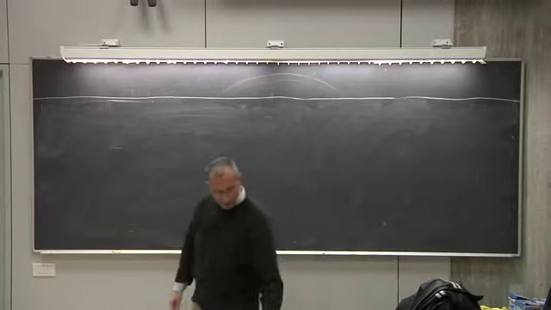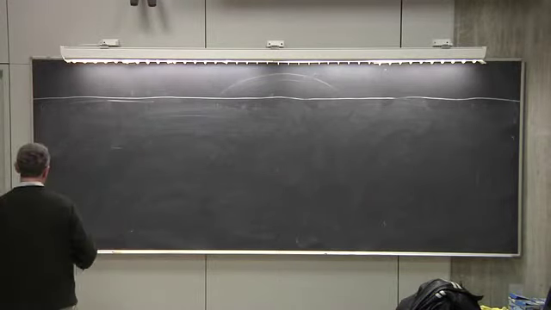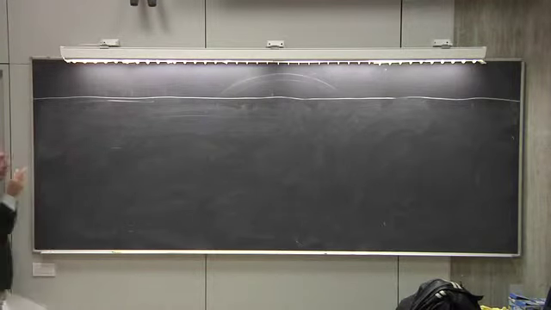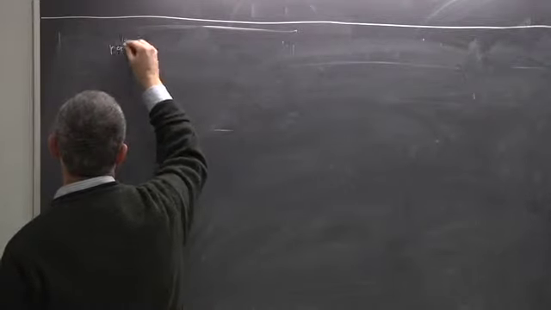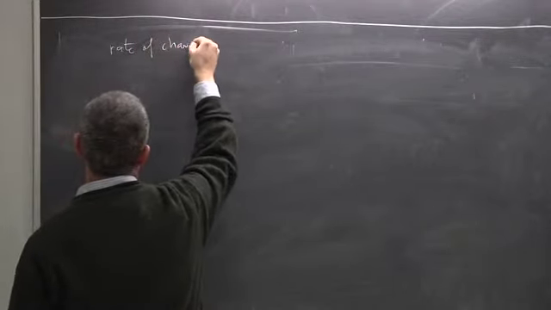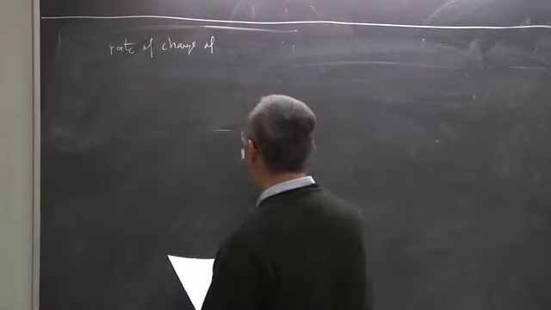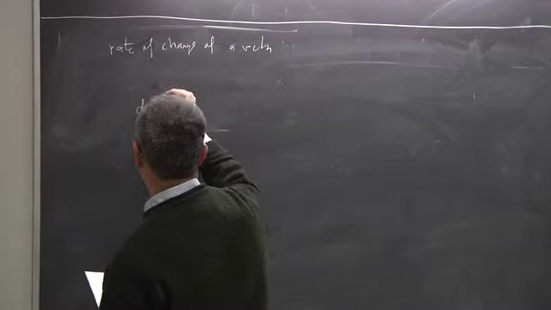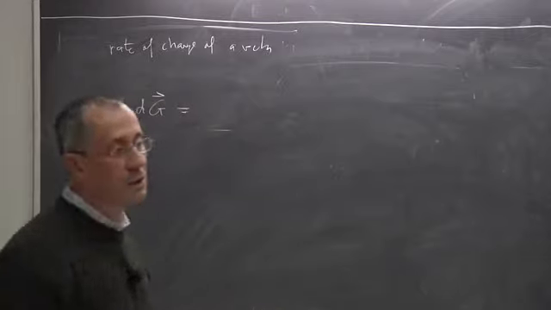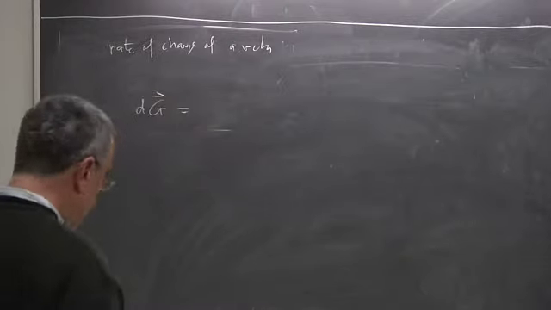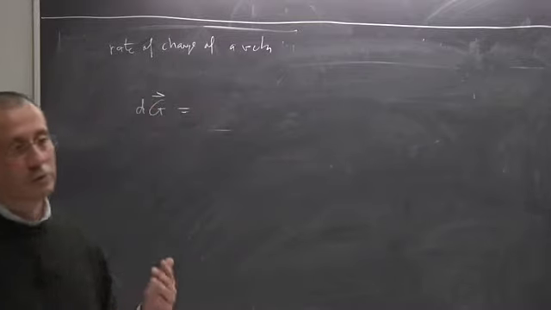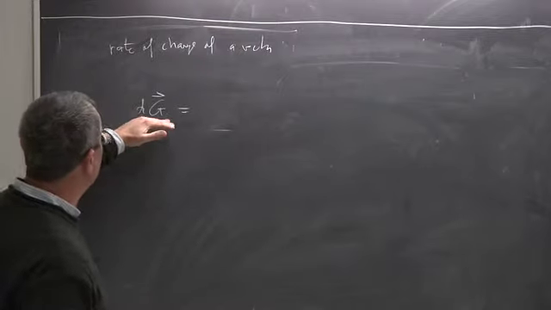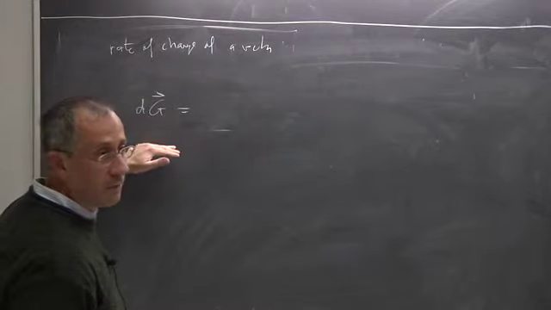So let's step back for a second and ask ourselves, what is the rate of change of a vector, an arbitrary vector that I call G? So I'm talking about an infinitesimal change of an arbitrary vector that I call big G. Essentially this is the differential, so it has to do with the derivative. If you take the change in time, you take a time derivative of this, right?